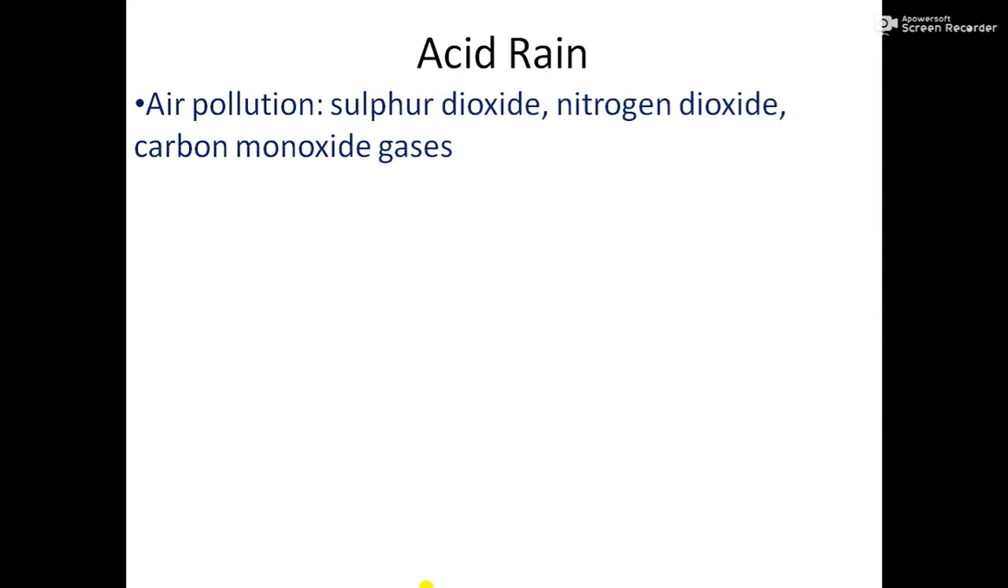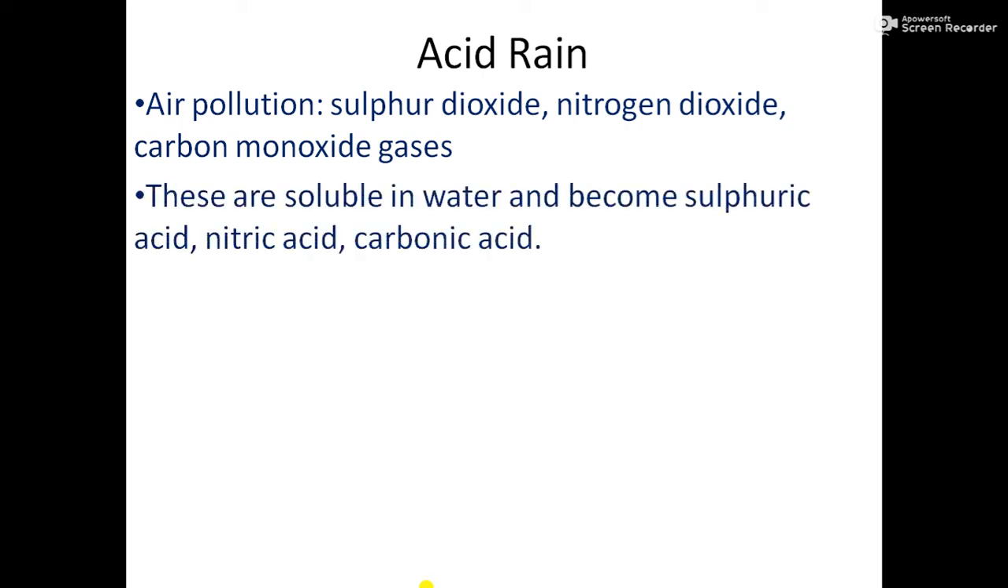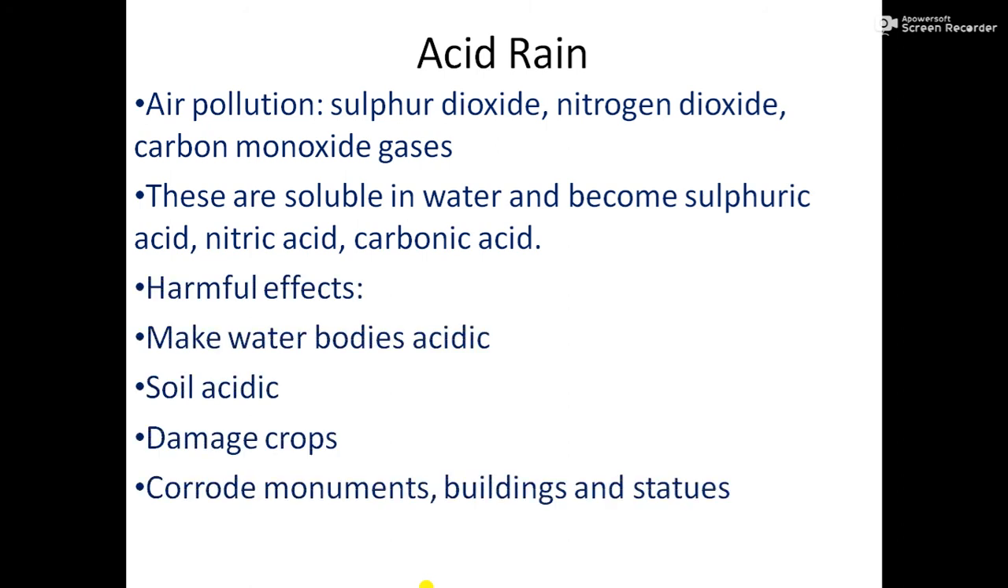Let us once revise acid rain. The main cause is air pollution, because of sulfur dioxide, nitrogen dioxide and carbon dioxide gases. These gases are soluble in water, so when they dissolve in water they form acids: sulfuric acid, nitric acid and carbonic acid. Students, all these acids are very corrosive, harmful and dangerous. All are mineral acids. The harmful effect of acid rain is that it makes water bodies acidic.